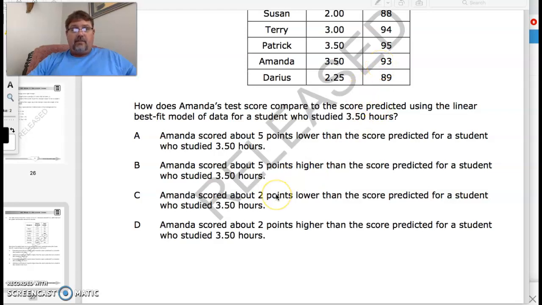She got a 93. The model predicted she'd get a 95 or 94.7, I think it was. So it sounds like C, but just to be careful here, let's read D so we make sure we're not getting tricked. Amanda scored about 2 points higher. That's not true. Amanda scored a 93. And to point something else out right here, the residual in this case would be 94.7 minus 93. So you'd have about 1.7 or so. But anyway, the answer here is C. All right, see you in the next one.